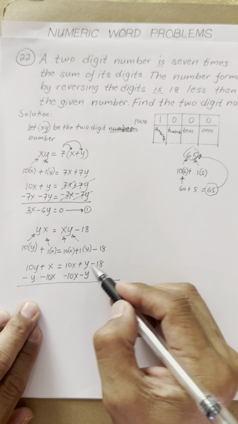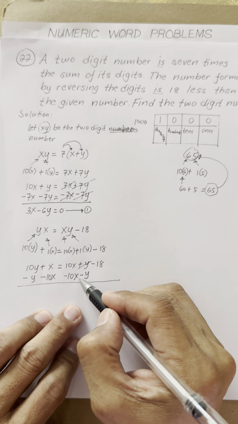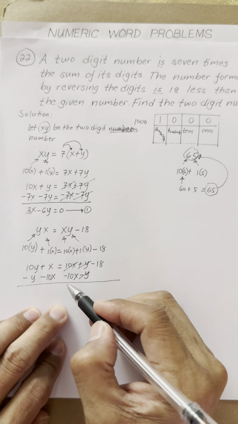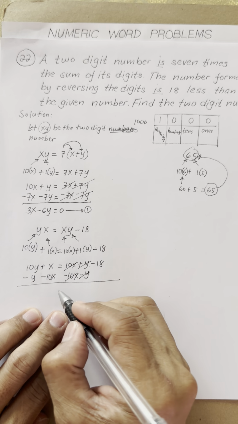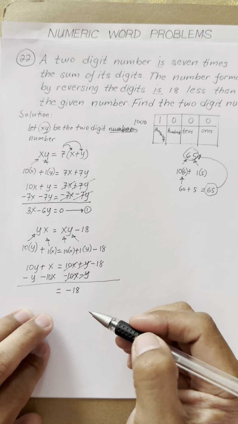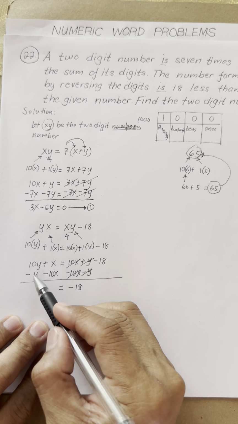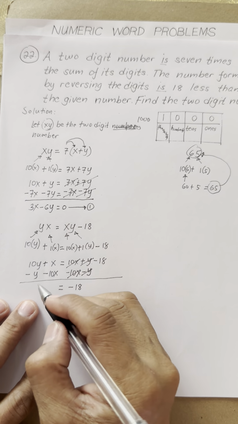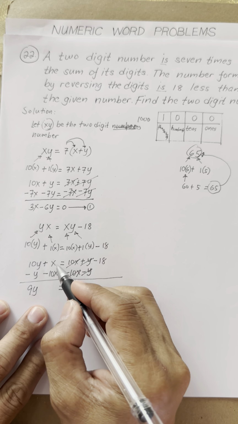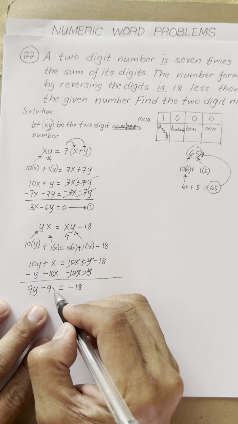Alright, so positive y cancels out with a negative y on the right side, and positive 10x cancels out with a negative 10x on the right side, leaving only negative 18 on the right side. Okay? And then we have 10y minus 1y, or simply y, so this becomes 9y. Then we have positive x combined with negative 10x, so this is negative 9x.